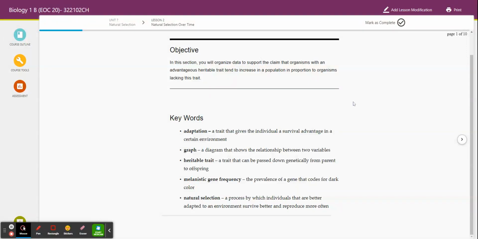Keywords: adaptation, a trait that gives the individual a survival advantage in a certain environment. Graph, a diagram that shows the relationship between two variables. Heritable trait, a trait that can be passed down genetically from parent to offspring. Melanistic gene frequency, the prevalence of a gene that codes for dark color. Natural selection, a process by which individuals that are better adapted to an environment survive better and reproduce more often.